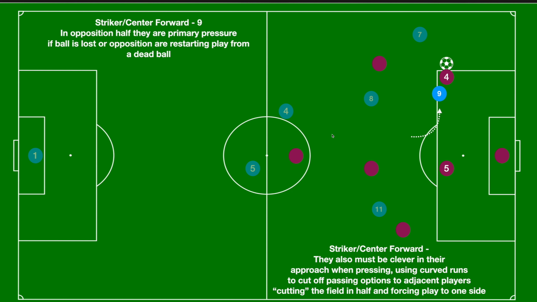As you can see here, we have used this clever, we talked about curving their run, especially from goal kicks, to cut the field in half so that this player can't simply turn and play to this player. They're being invited to push the play out this way. And the 9 does a lot of these curved runs at players to try and force the play to one direction or the other.